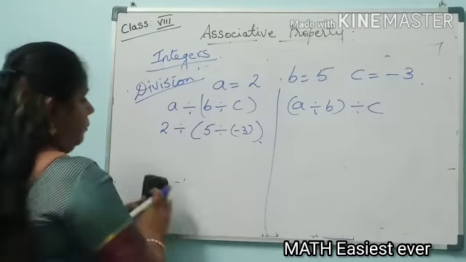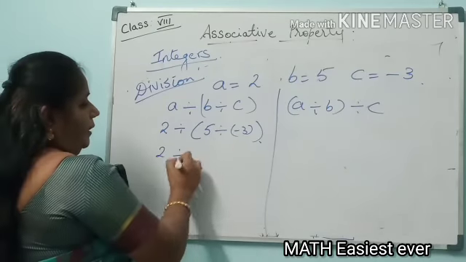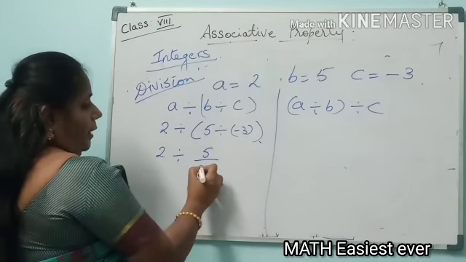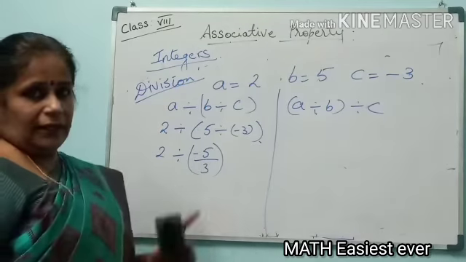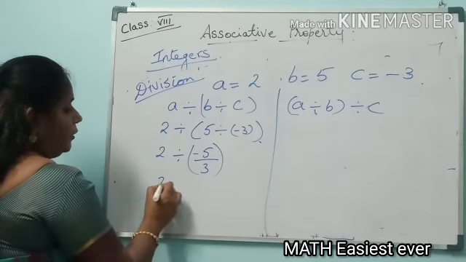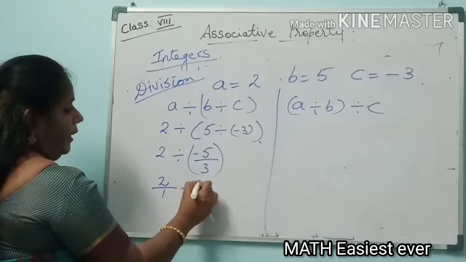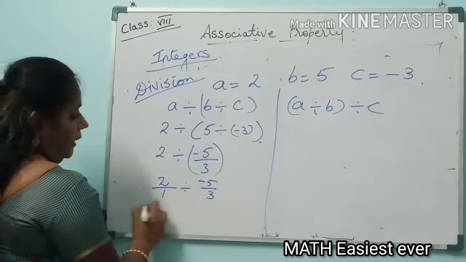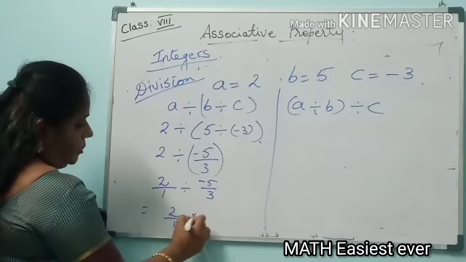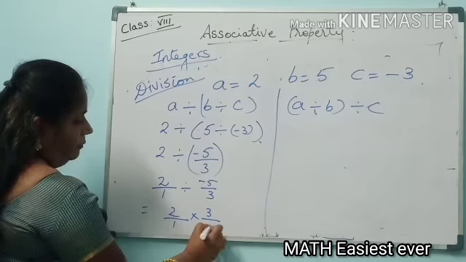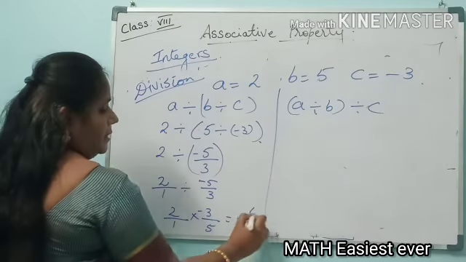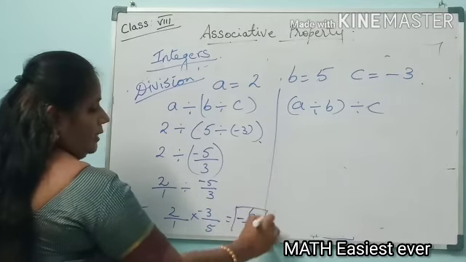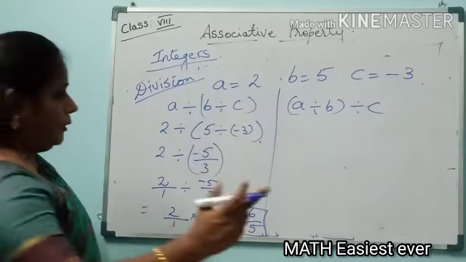Okay, now we'll do it. 2 divided by 5 divided by minus 3. So I'll write here minus 3, standardizing, you'll write it like this. So what will you get here? 2 by 1 divided by minus 5 by 3. That is 2 by 1 into minus 3 by 5. Okay. So our answer will be minus 6 by 5. This is your answer. Now we'll do the other side.